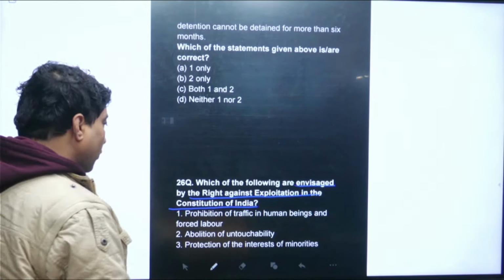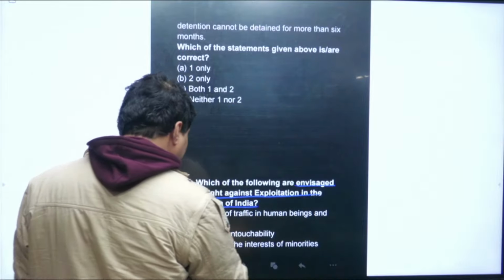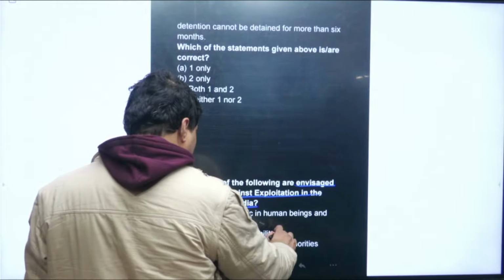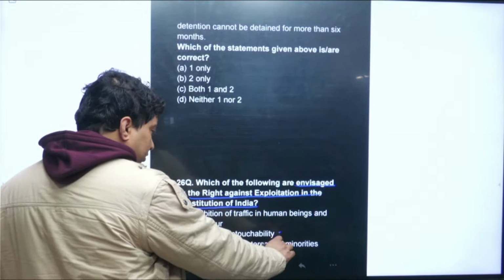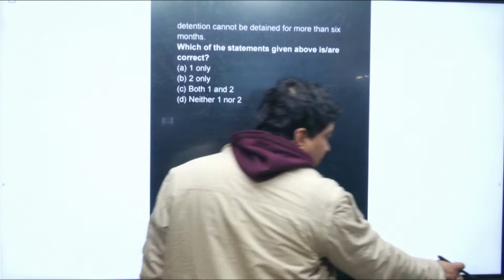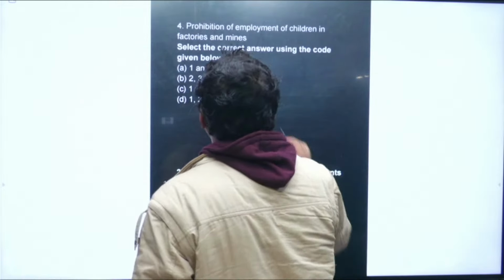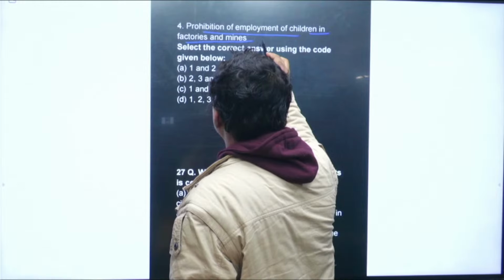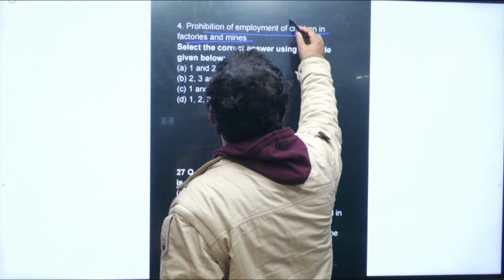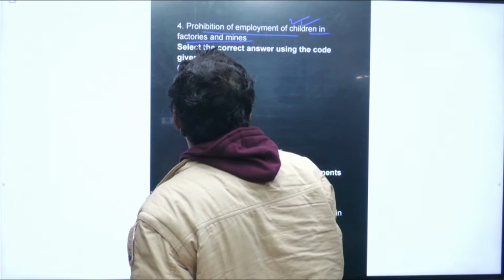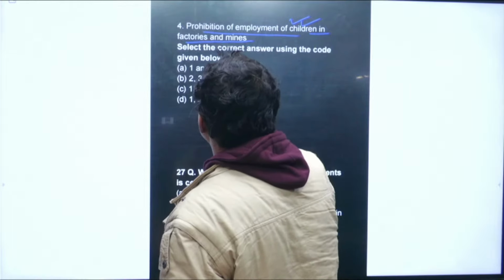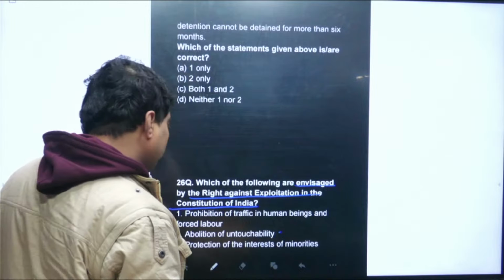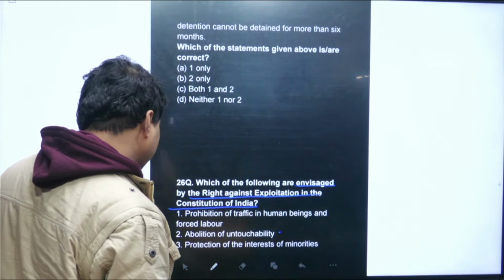Now, prohibition of traffic in human beings and forced labor, yes, Article 23. Abolition of untouchability, no, Article 17. Protection of interest of minorities, no. Then the last, prohibition of employment of children in factories and mines. The provision of employment is there, or mines, but there is no single. So let's see, there will be another. Prohibition of traffic in human beings and forced labor.